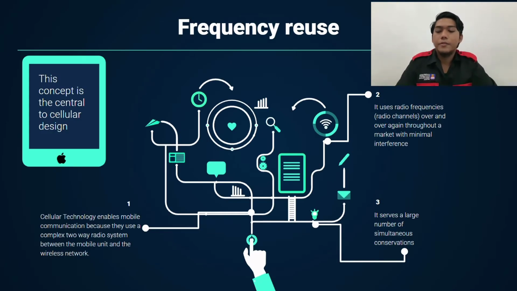First, cellular technology enables mobile communication because it uses a complex two-way radio system between the mobile unit and the wireless network. Second, it uses radio frequencies, which are radio channels, over and over again throughout a market with minimal interference. Third, it serves a large number of simultaneous conversations. This concept is central to cellular design.